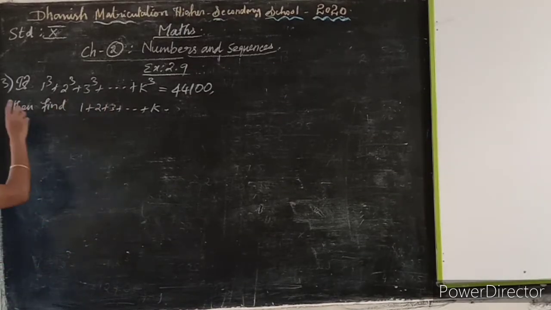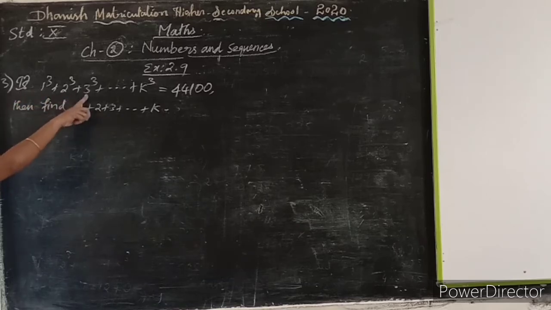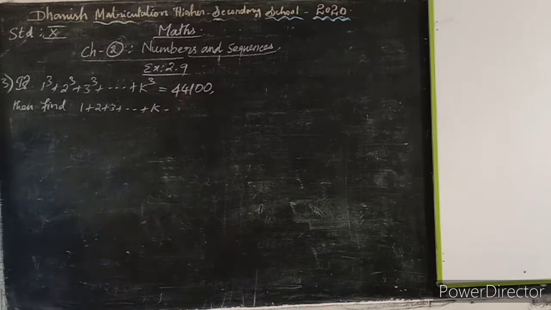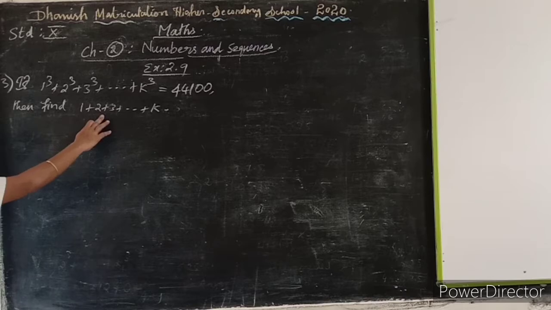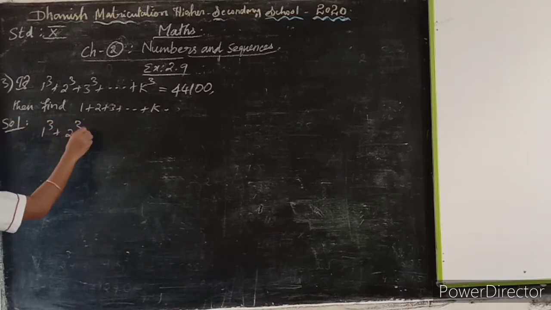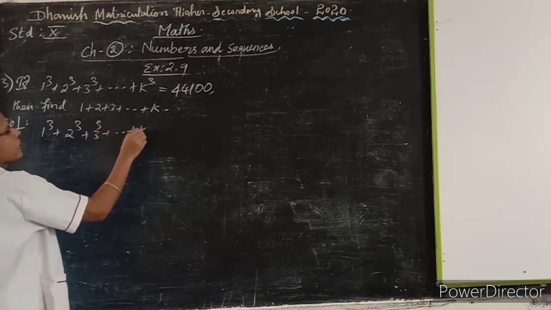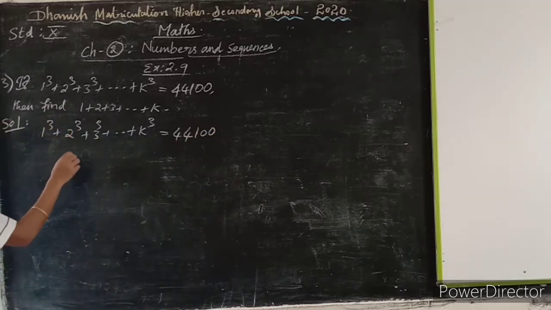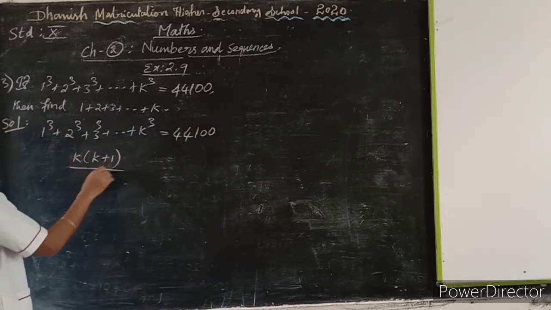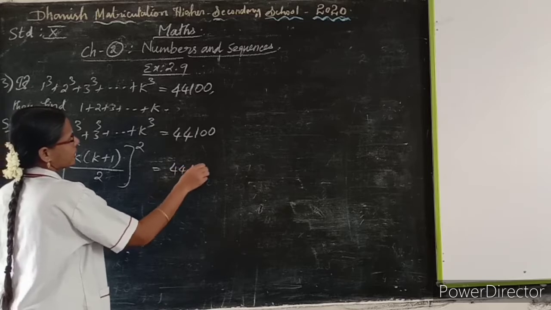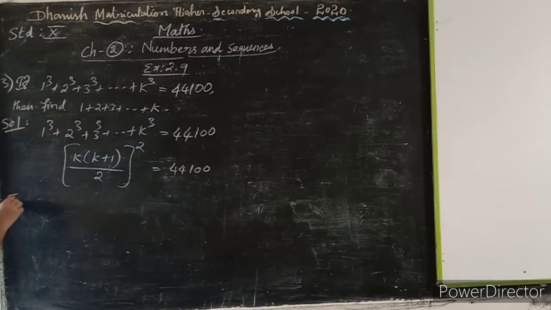Now from exercise 2.9, question number 3. If 1 cube plus 2 cube plus 3 cube plus etc. up to k cube is 44,100, then find 1 plus 2 plus 3 plus etc. up to k. Here, first write the given series: 1 cube plus 2 cube plus 3 cube plus etc. plus k cube equal to 44,100. That is, k into (k plus 1) by 2 the whole square is 44,100. Now taking square root on both sides.